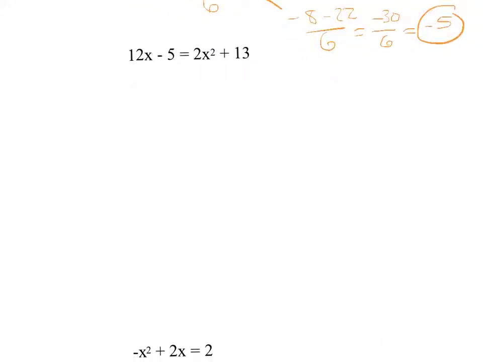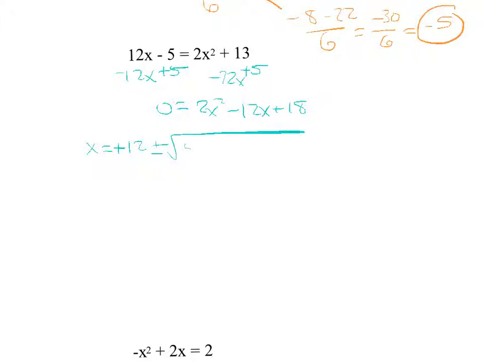Next problem, once again, I want to get it so that it's just 0 equals. So I'm going to move the 12x over and add 5 to both sides. So we've got 0 equals 2x squared minus 12x plus 18. So now I use my formula, x equals negative, well that's going to be a plus 12 because it was a negative 12, plus or minus the square root of b squared.